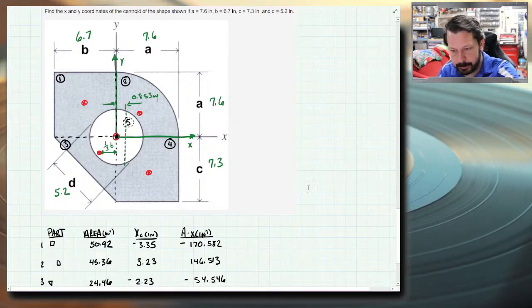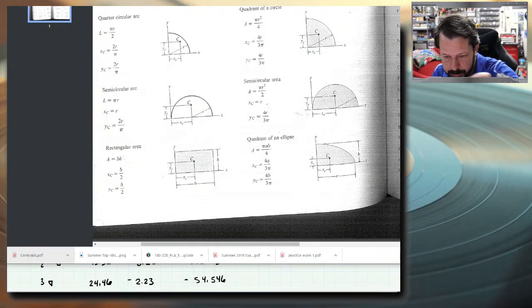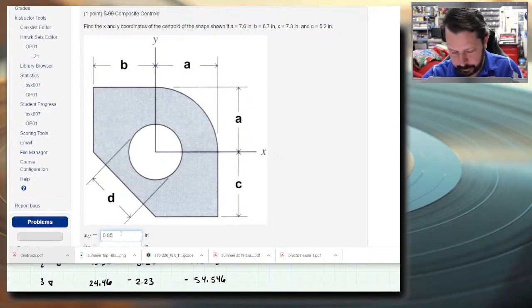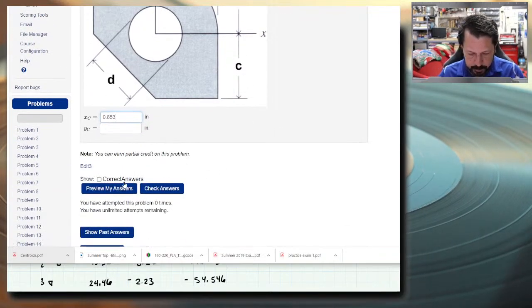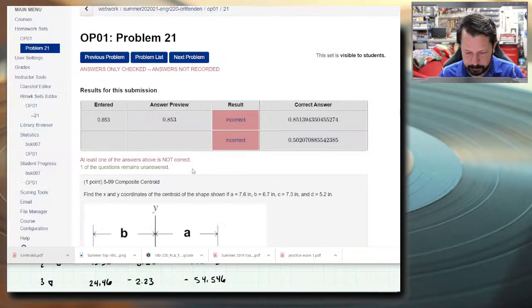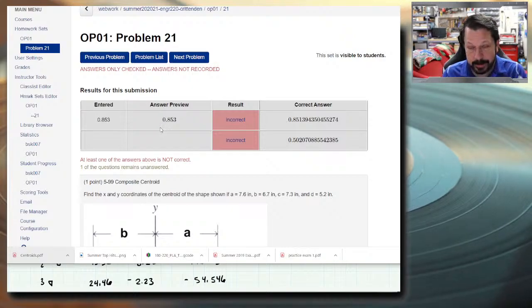In this case, we can actually plug 0.853 into WebWork and see if it agrees. Oh, let's try again. No. Oh, well, all right. So it's a WebWork thing. WebWork wants 0.851 and I got 0.853, so I'm off by 0.002 of an inch or less.